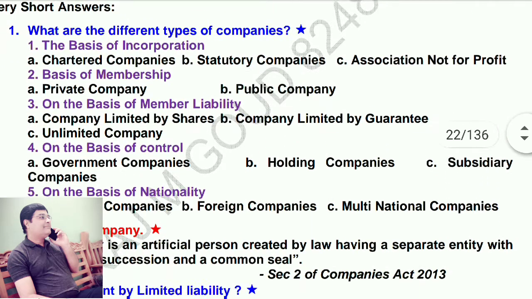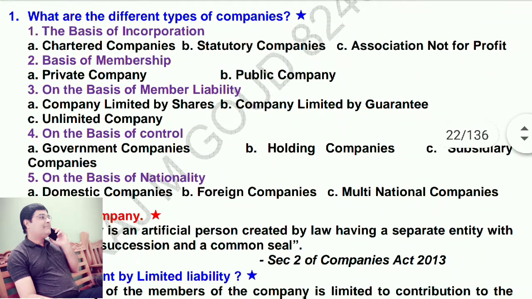Next, very short answer. What are the different types of companies? This chapter is very important because so many questions are asked in quarterly, half-yearly, and revision papers. What are the different types of companies?